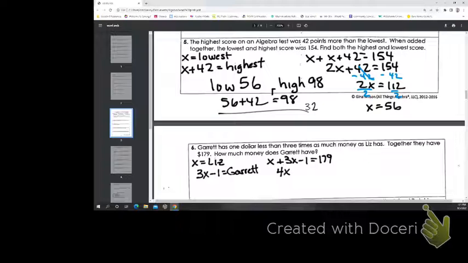So now I have 4x minus 1, 2-step equation again. Get lots and lots of practice with that. 4x is 180. Divide by 4. And here x is 45. But that's Liz. And my question, actually, they only are asking me about Garrett. So I need to do 3 times 45. Take away 1.